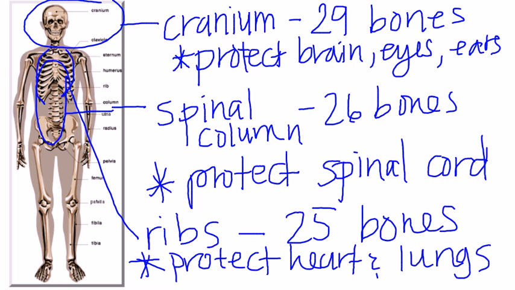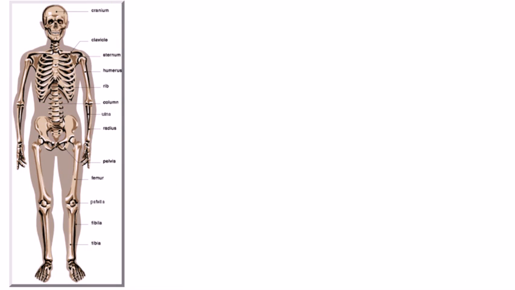I am not going to draw this up here, but I just wanted to point out that we have a couple other places. We have our legs, pelvis, and feet, which have 62. And then we have our arms, our shoulders, and hands, and they have a total of 64. So those should total up to be 206. Okay, let's just keep it moving.